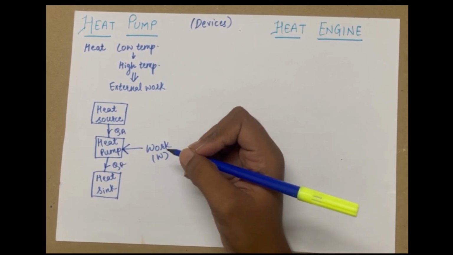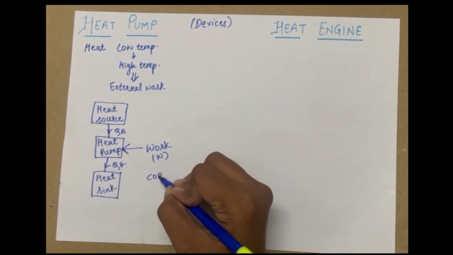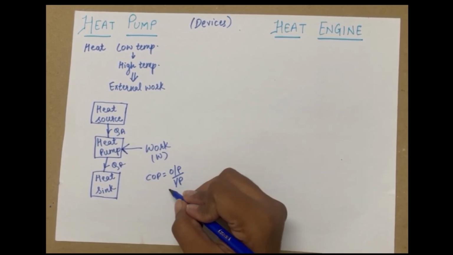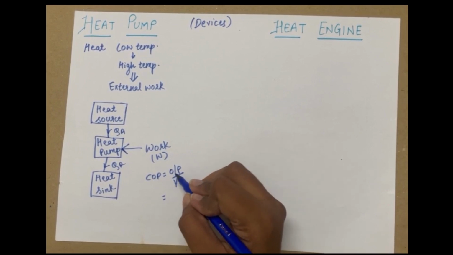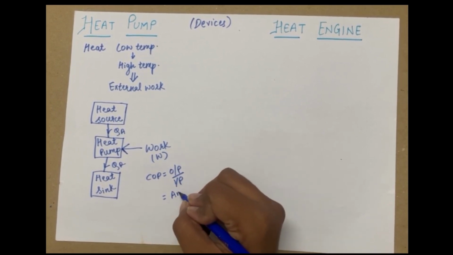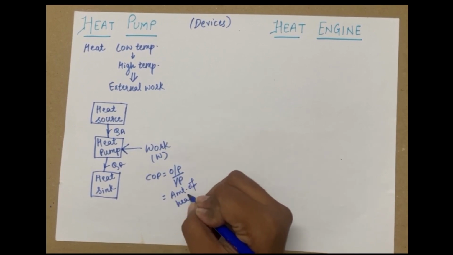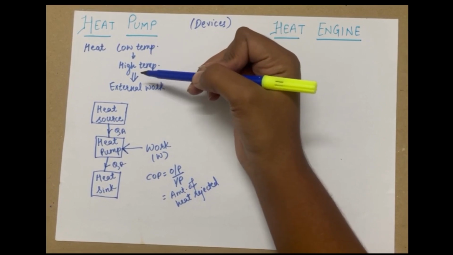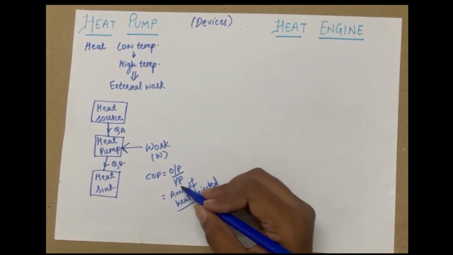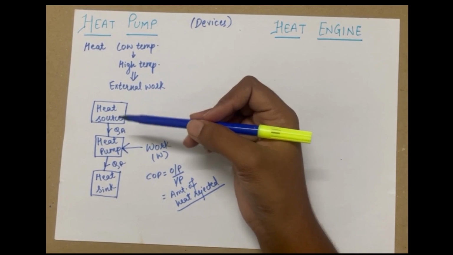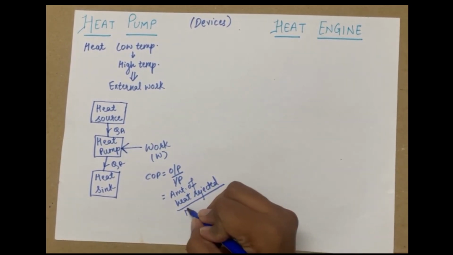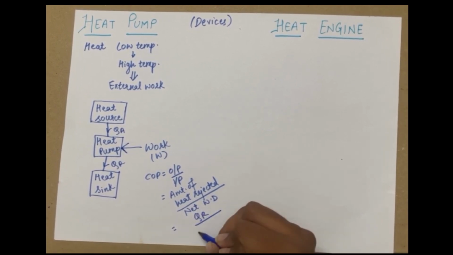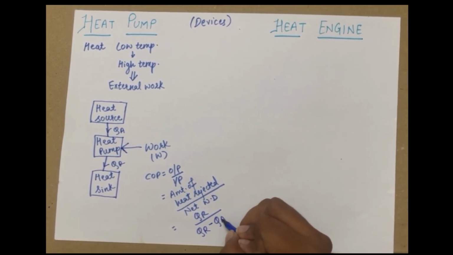Now, we all know that COP is equal to output upon input, right? So here COP for heat pump: output is the amount of heat rejected, because our sole purpose is to transfer heat from low temperature to high temperature. So that is the amount of heat rejected upon input. What is the input? The net work which we have provided here. So we'll call it net work done. And thus the COP becomes QR upon QR minus QA.